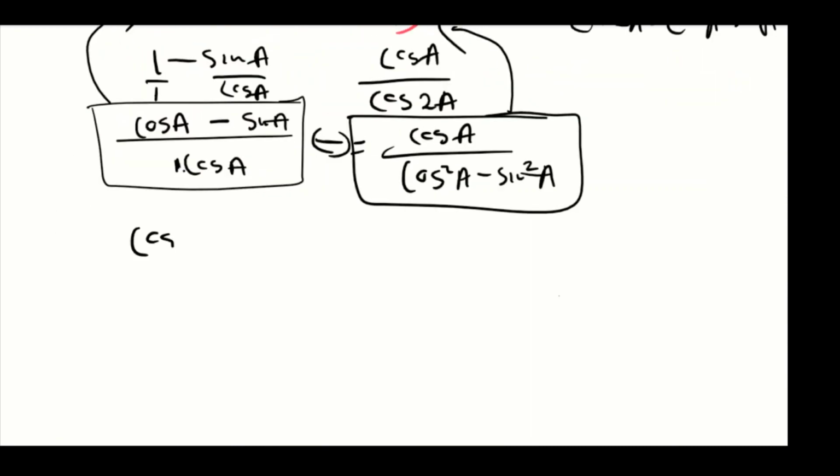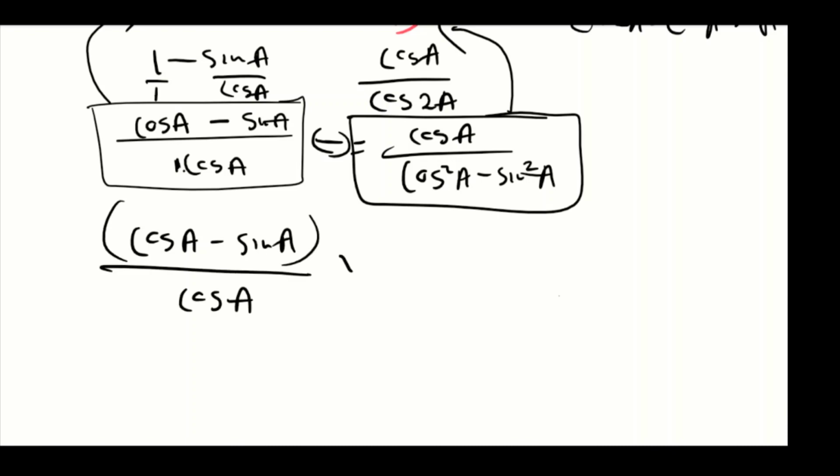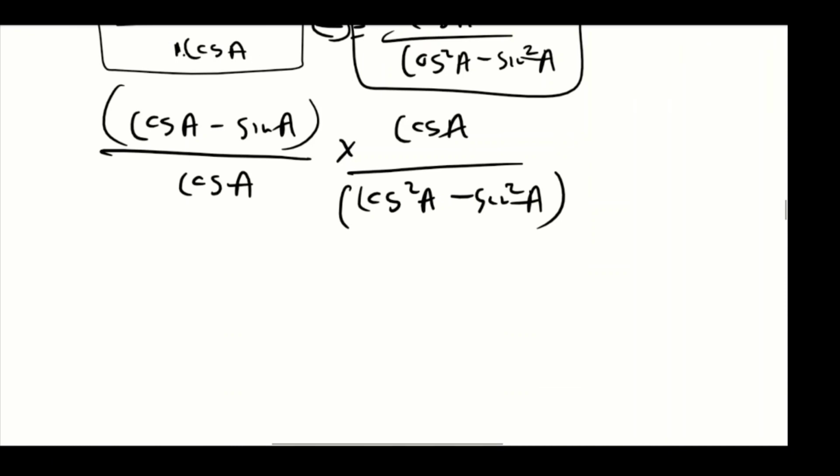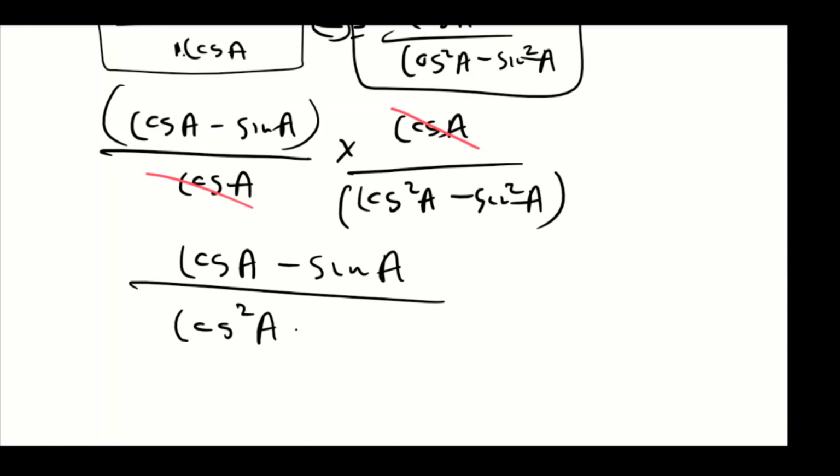So we have cos of a minus sine of a divided by cos of a. So here we put brackets, multiplied by cos of a divided by cos squared a minus sine squared a, right? What we can see is that this cos of a will divide out with this cos of a, so you will remain with cos of a minus sine of a over cos squared a minus sine squared a, right?